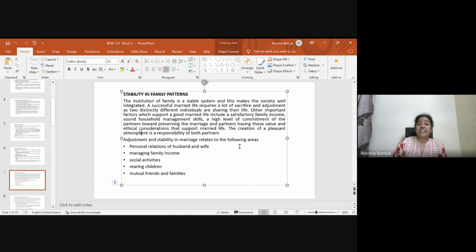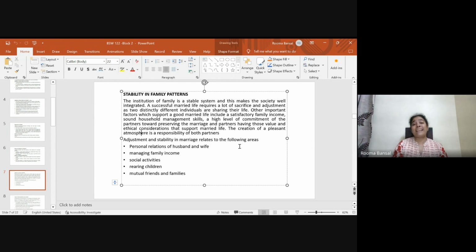Now, adjustments and stability in marriage relate to the following areas. Personal relations of husband and wife. Here it means they should have compatibility. They should have mutual understanding, mutual bonding.